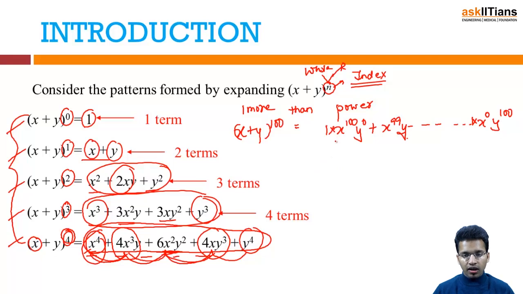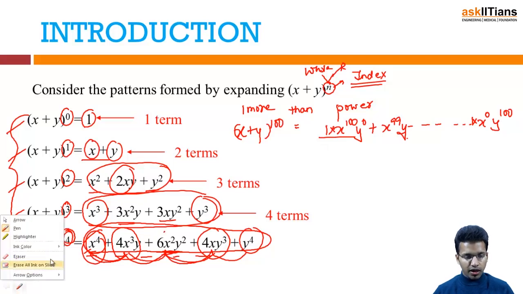So from here it's clear that the powers of the first term are decreasing by 1 and the second are increasing by 1. The only thing now left is these coefficients, okay. So let me mark it.